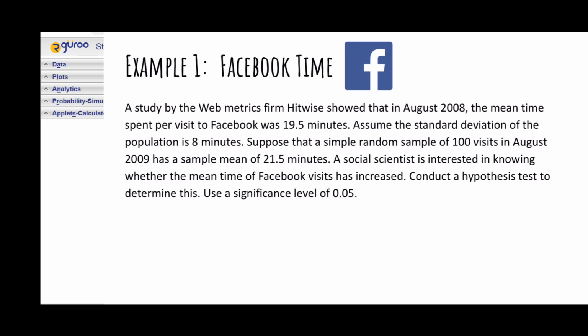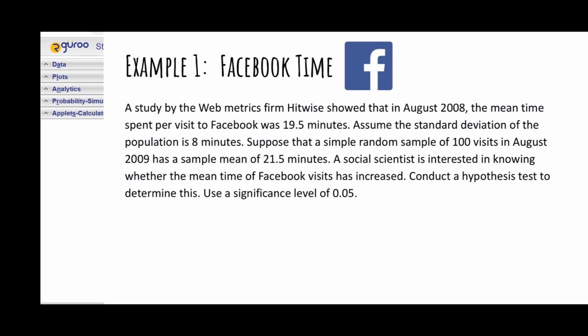Suppose that a simple random sample of 100 visits in August 2009 had a sample mean of 21.5 minutes. A social scientist is interested in knowing whether the mean time of Facebook visits has increased. Conduct a hypothesis test to determine this. Use a significance level of 0.05.